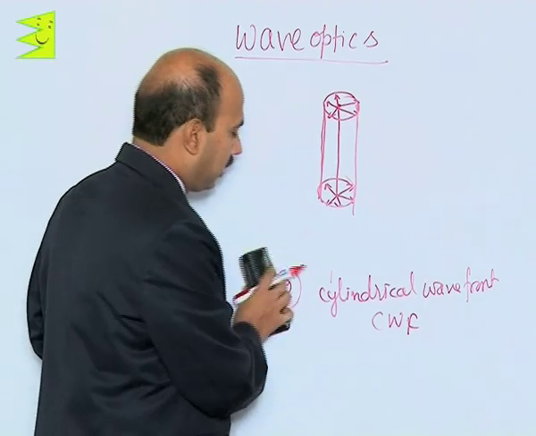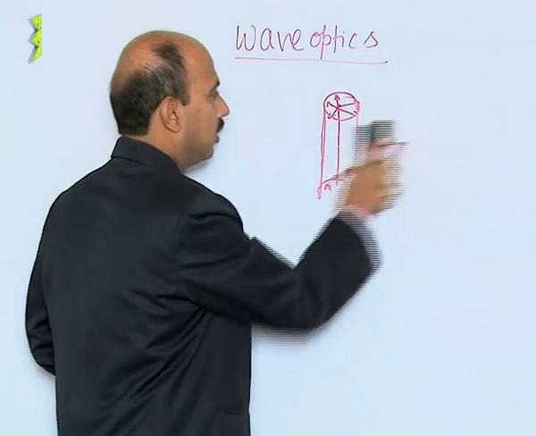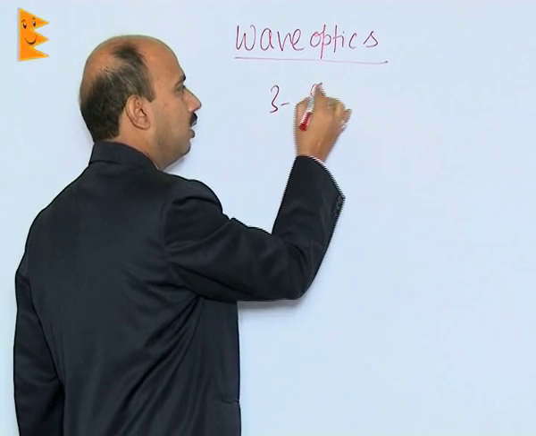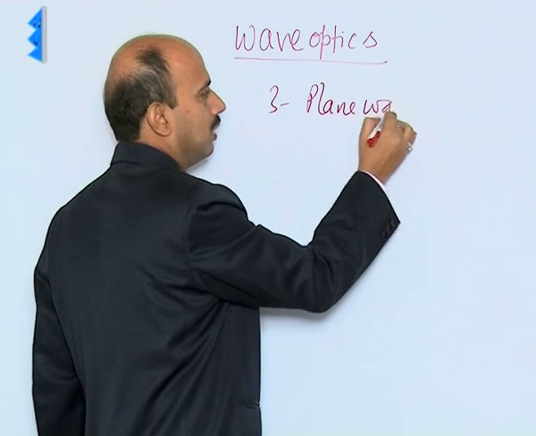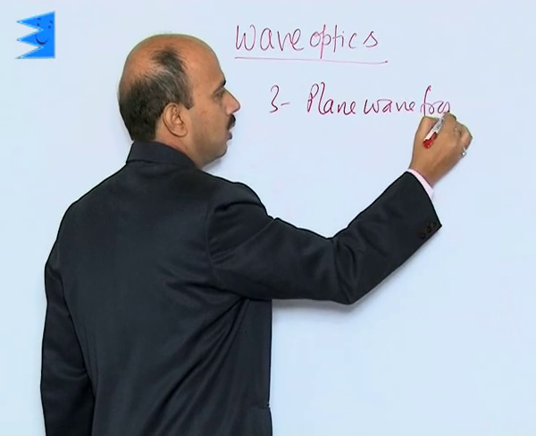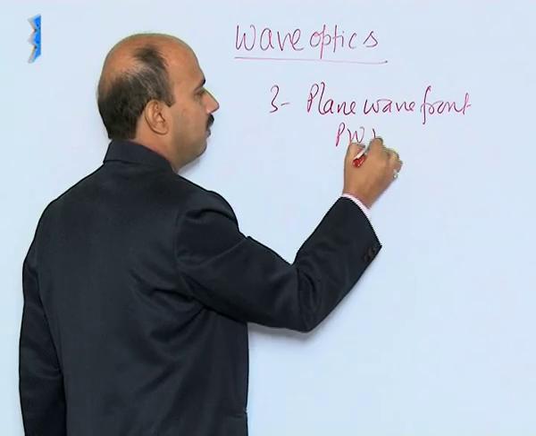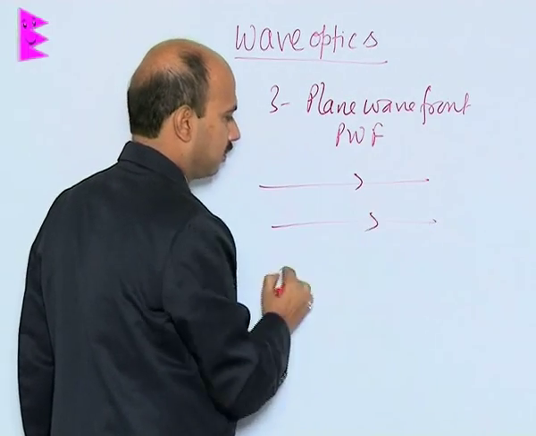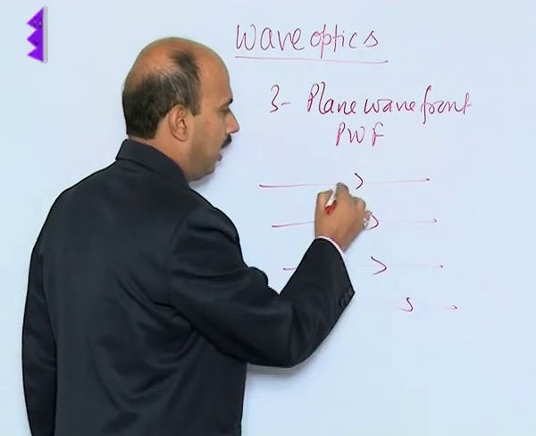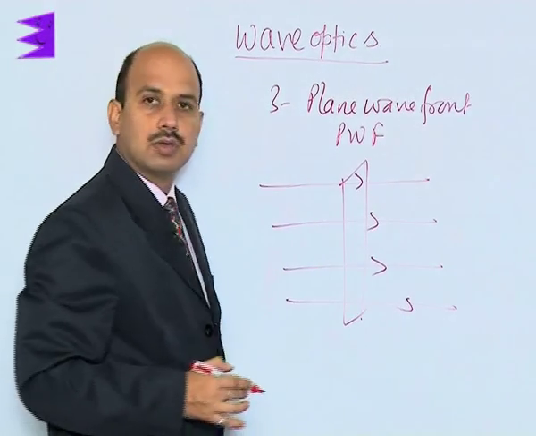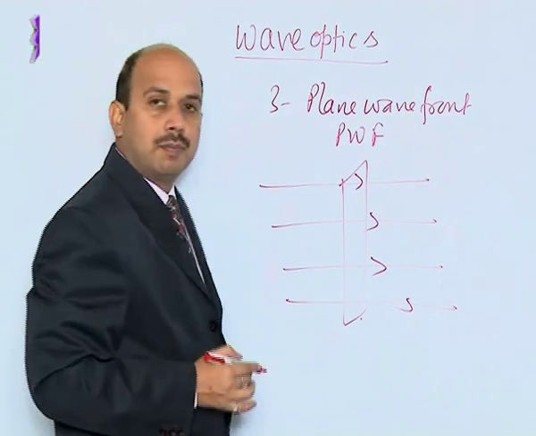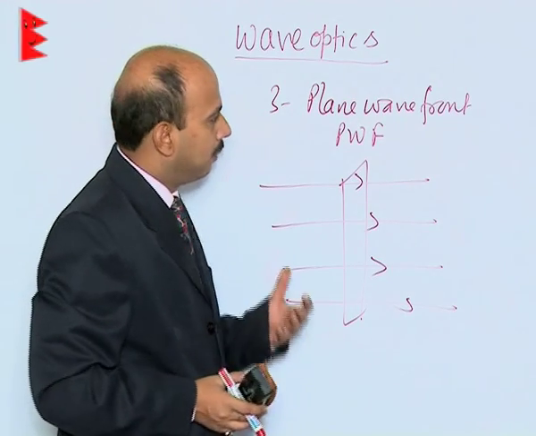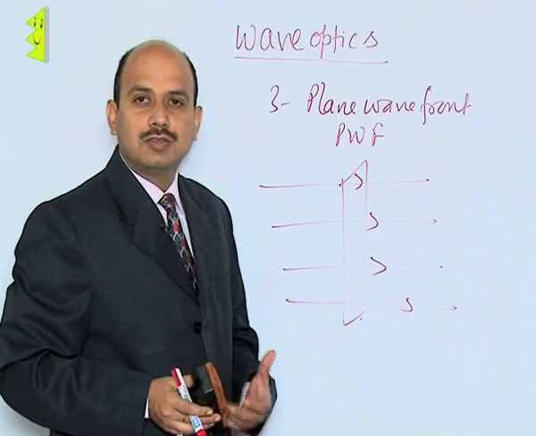Now see, the third one is the plane wavefront, which is written PWF. If the rays are coming from infinity like this and you draw the wavefront like this, this is taken as a plane wavefront. So, there are basically three types of wavefront: plane wavefront, cylindrical wavefront and spherical wavefront.